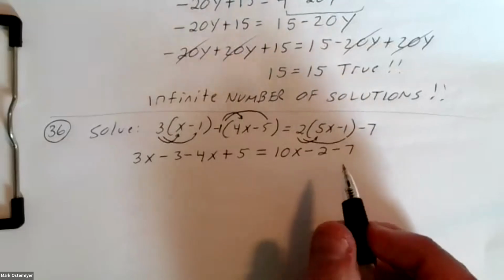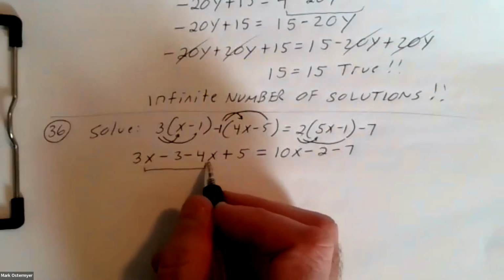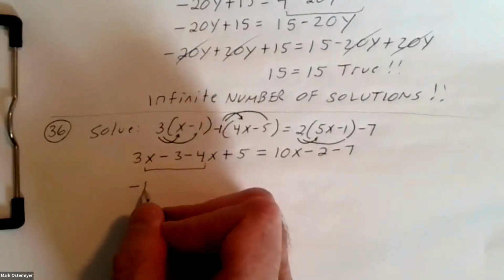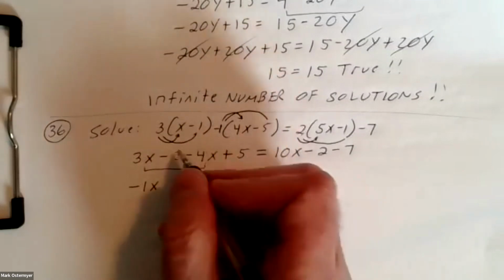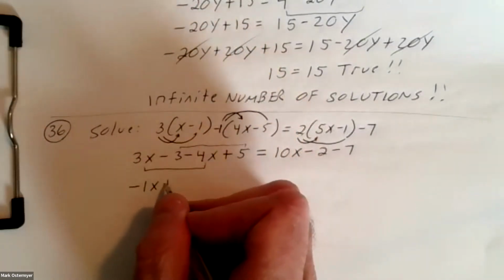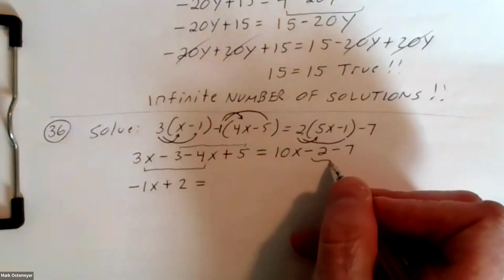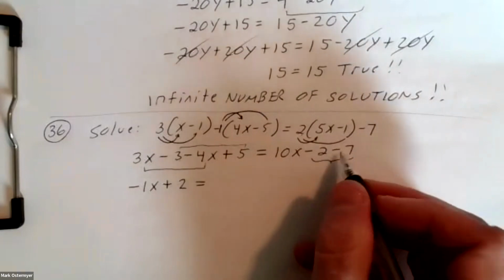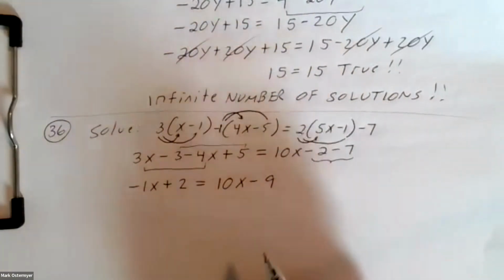On the left side, we have like terms that need to be combined. 3x minus 4x. What's 3 subtract 4? That'll give you -1. So 3x minus 4x is minus 1x. -3 plus 5 combined to give you plus 2. On the right side, what's -2 minus 7? Those combine to give you -9. So the right side simplifies to this.